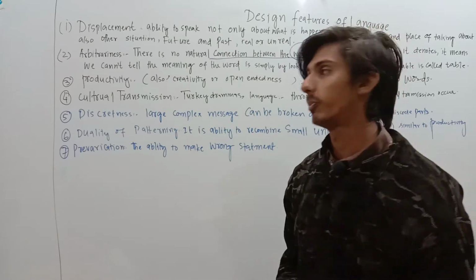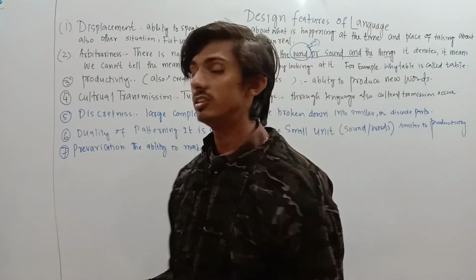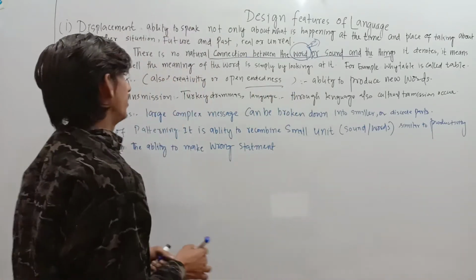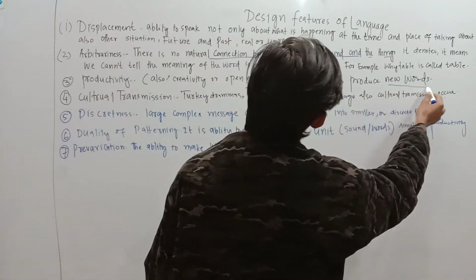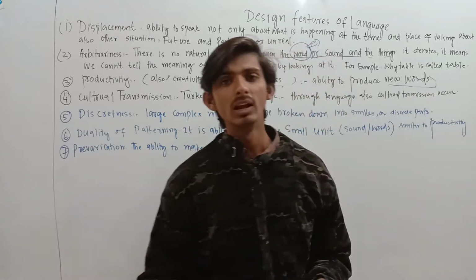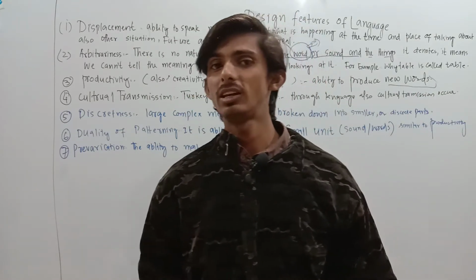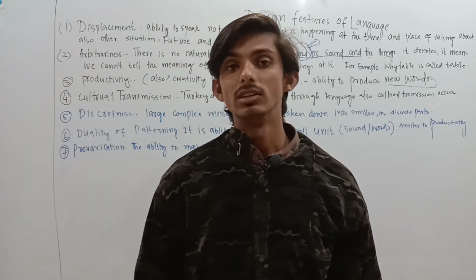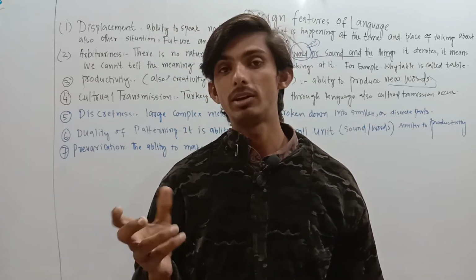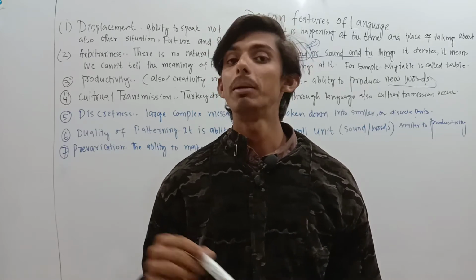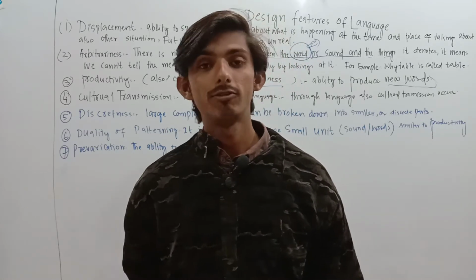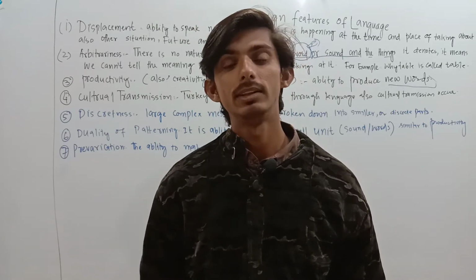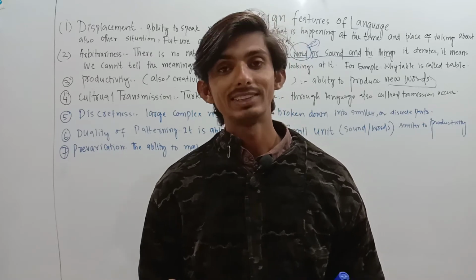The third is productivity. It is also called creativity or open-endedness. Its definition is the ability to produce new words. For example, a scientist invents new things. So what is the name of the thing? We take a name for it. For example, when a baby is born, we name it. The baby is born and his name is, for example, Ahmed or Ali or XYZ.